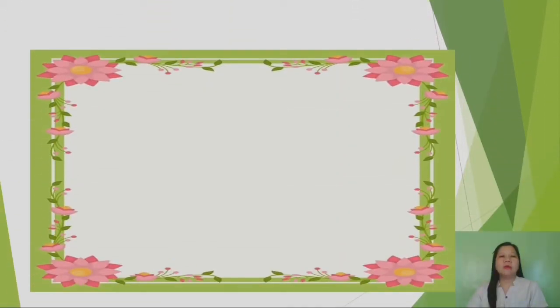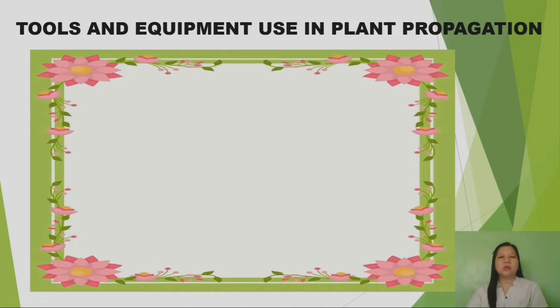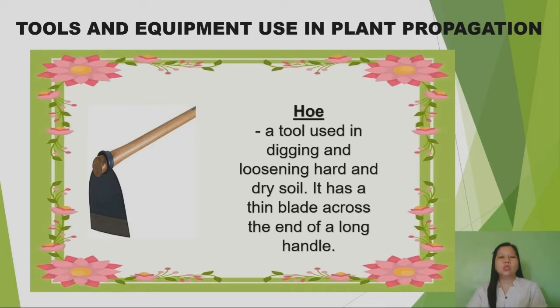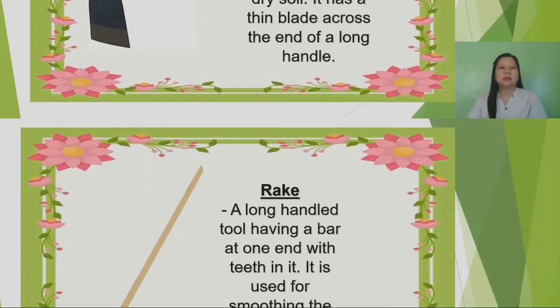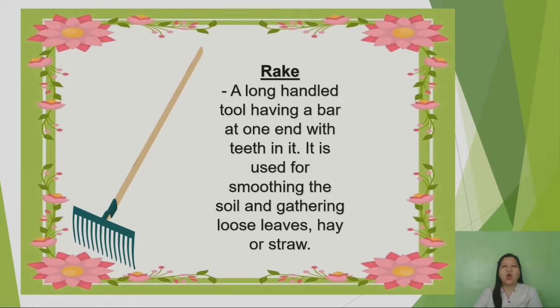Class, are you familiar with the different tools and equipment in propagating plants? Here are the tools and equipment used in plant propagation. Hoe, a tool used in digging and loosening hard and dry soil. It has a thin blade across the end of a long handle. Rake, a long-handled tool having a bar at one end with teeth in it. It is used for smoothing the soil and gathering loose leaves, hay, or straw.